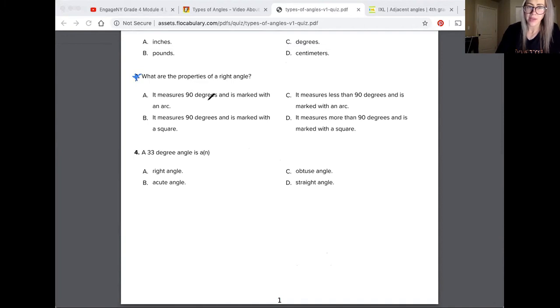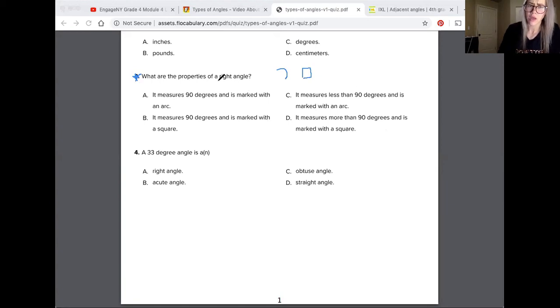Is it A, it measures 90 degrees and it is marked with an arc? An arc looks like this, okay? Is it B, it measures 90 degrees and is marked with a square? A square would look more like this, okay, of course. C, it measures less than 90 degrees and is marked with an arc. Or D, it measures more than 90 degrees and it is marked with a square.